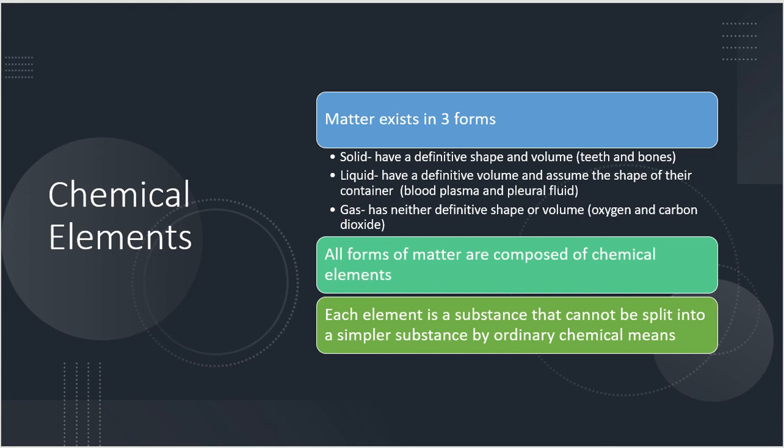So all forms of matter are composed of various chemical elements. Each element in a substance cannot be split into simpler substances by any ordinary chemical means. Now, obviously, we have some extraordinary chemical means with technology these days, but for the purposes of this class, each element is something that cannot be split into any simpler substance.